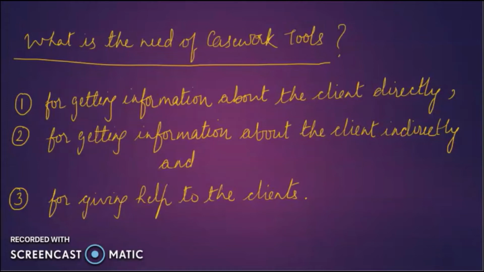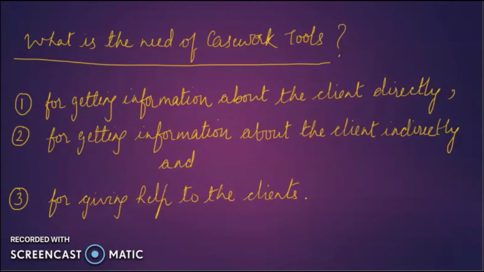Direct information is a characteristic of all the 5 tools, and indirect information applies mostly to observation and in some contexts to listening also. And lastly, giving help to clients applies to interview, relationship and home visit. In this way, there is a need for casework tools, and with the help of these tools, a caseworker is able to study the client, his family, his problems in a very systematic way, and then he is able to help solve the problems of the clients.